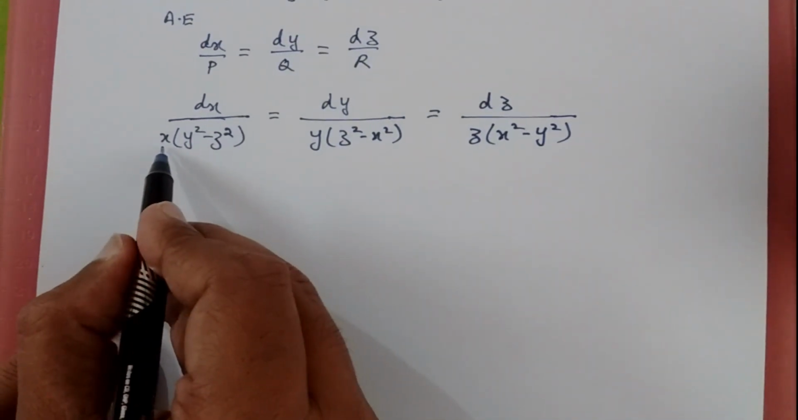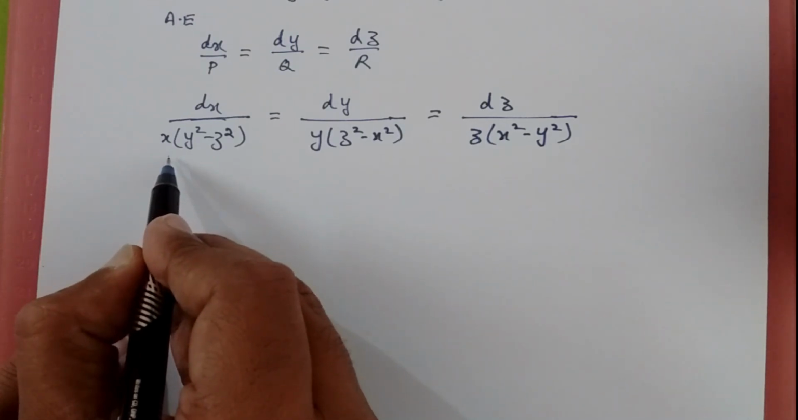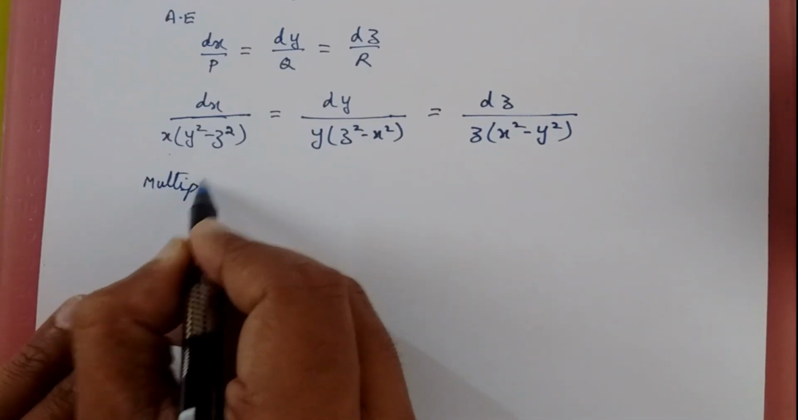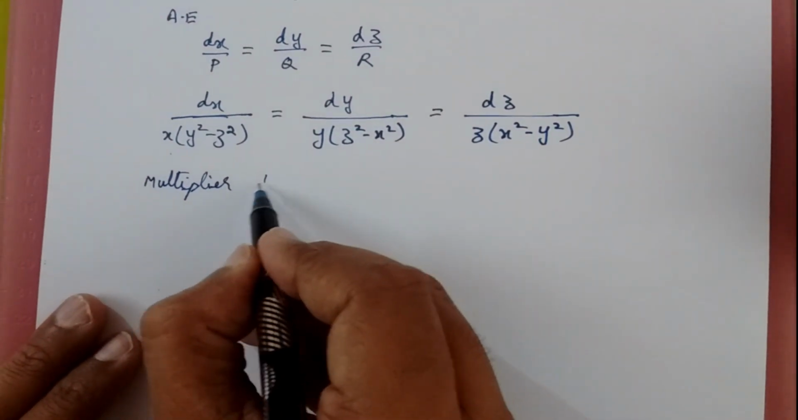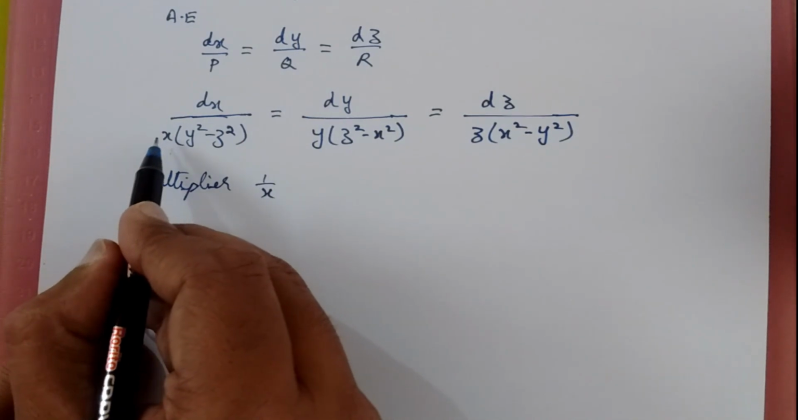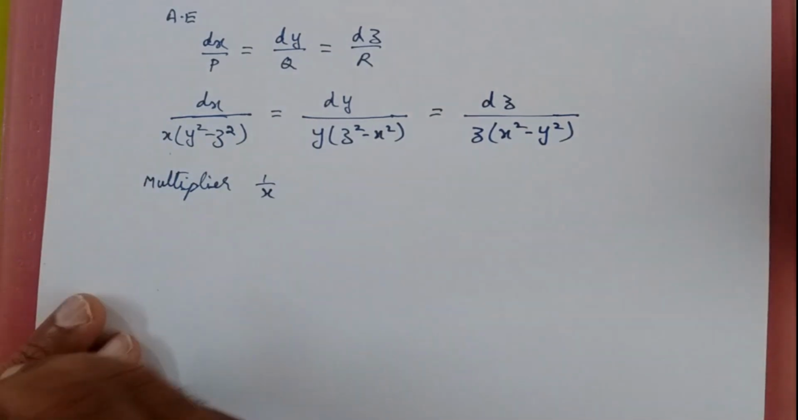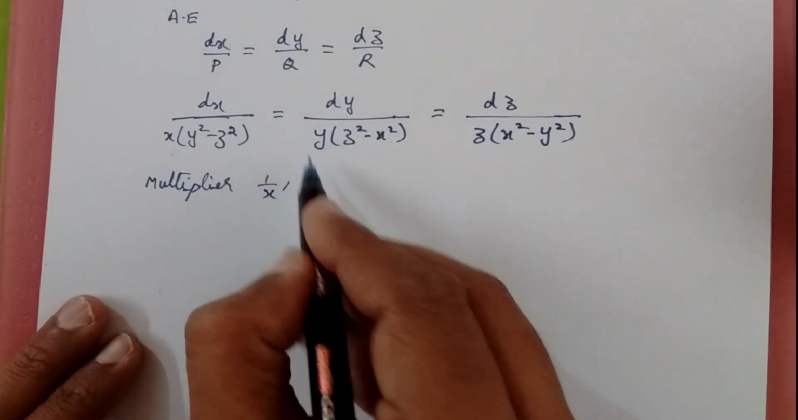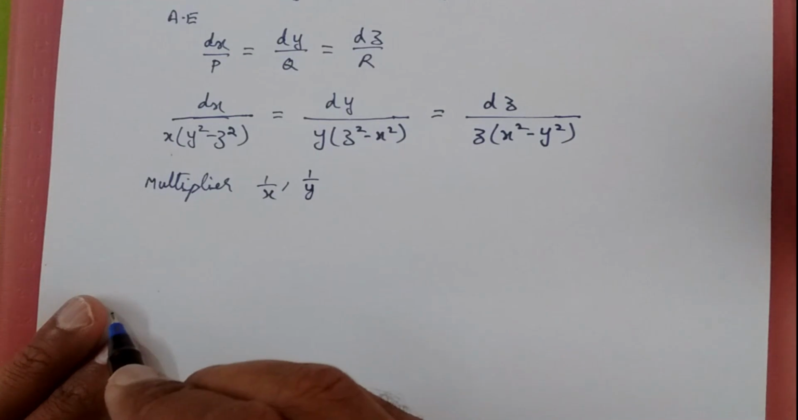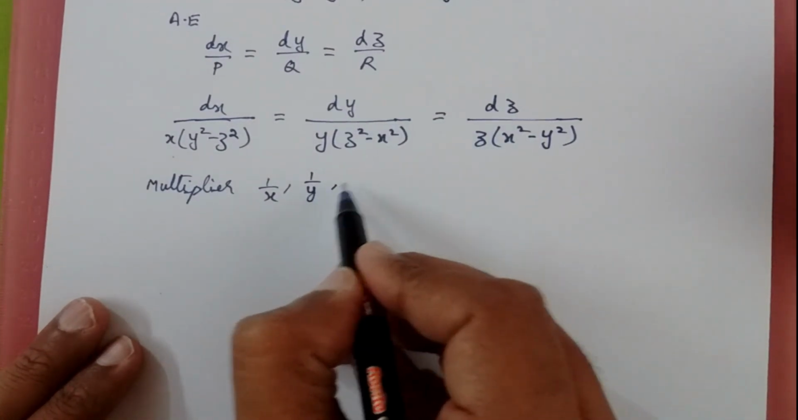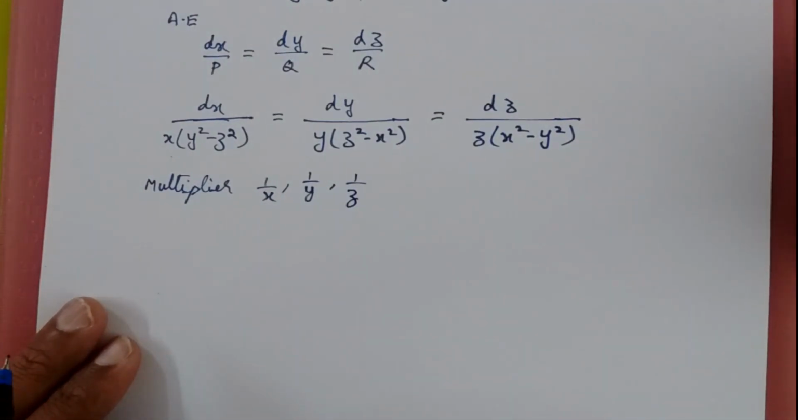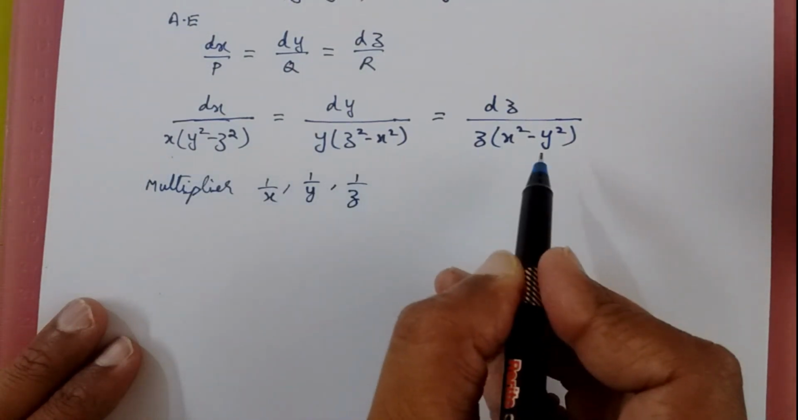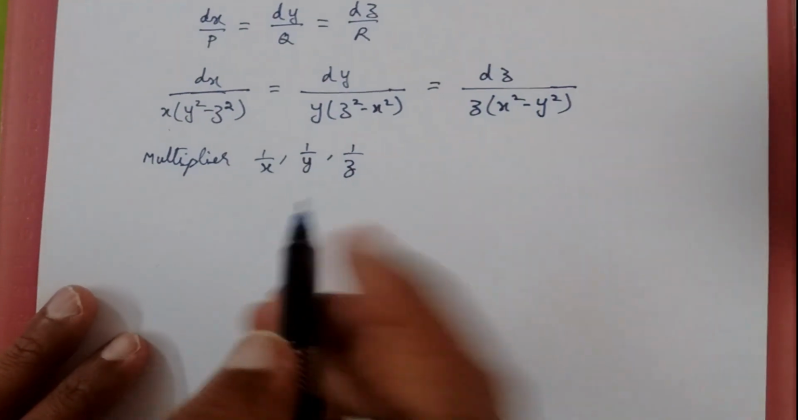If you want to eliminate this x, that means you have to divide by x here. So dividing by x means you use the multiplier 1 by x, which means multiplying by 1 by x in the numerator and 1 by x in the denominator, so that this x will cancel out. Similarly here, y has to cancel out, so use the multiplier 1 by y. Here z has to be cancelled out, so I will use the multiplier 1 by z. I am using the multipliers in such a way that when you add the denominator values, it becomes equal to 0.